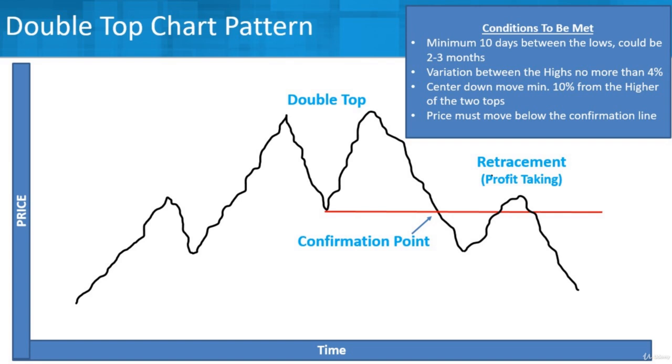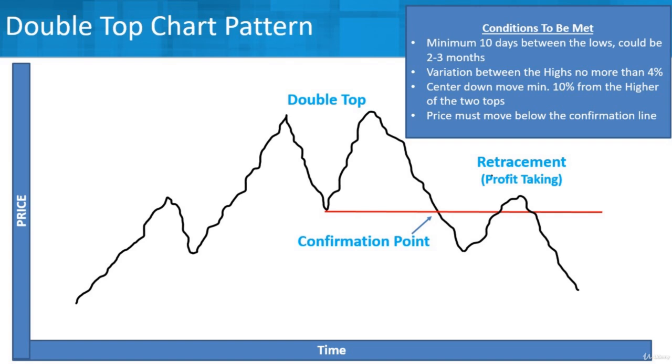And the variation between the highs now is no more than 4%. Again, it's not looking like staggering steps upward or something like that. You're definitely forming that M, and so you want those tops to be within 4% of each other. So it really starts to look like that letter M. And the center move down, in this case, would be a minimum of 10% from the higher of the two tops.